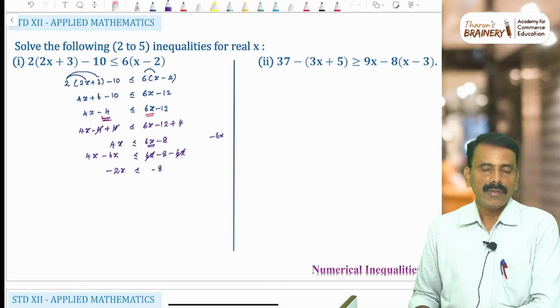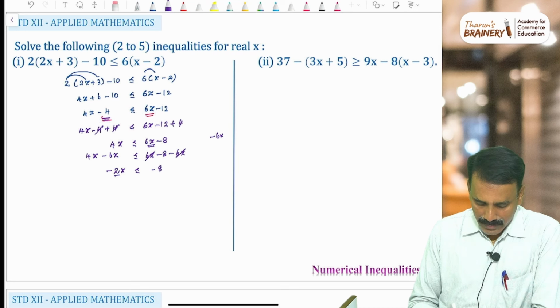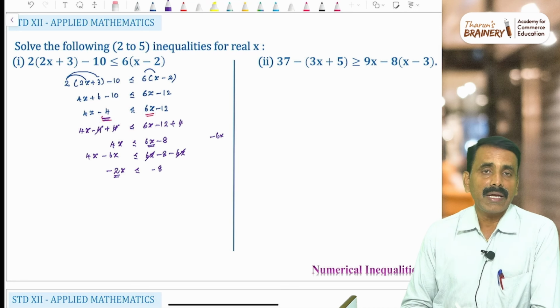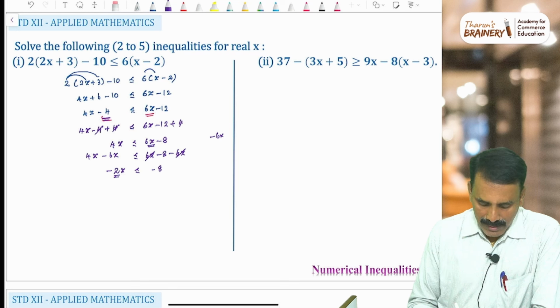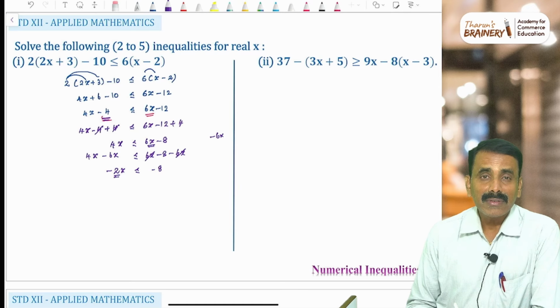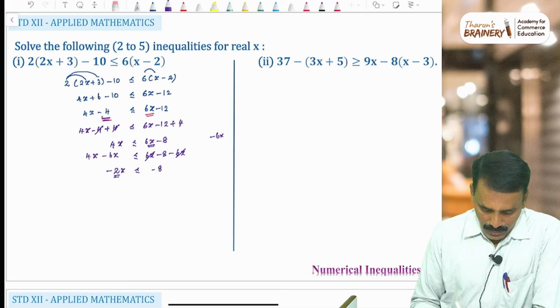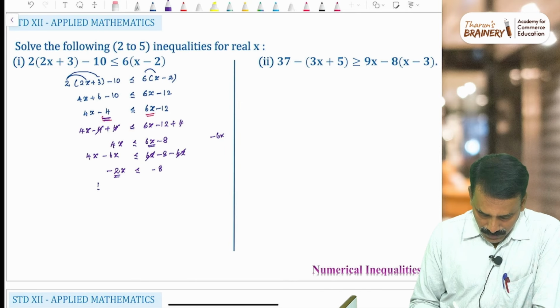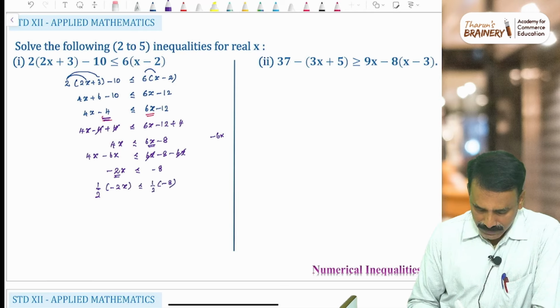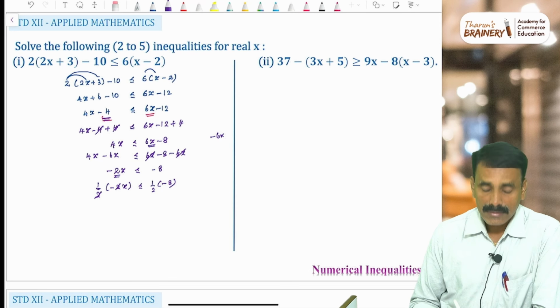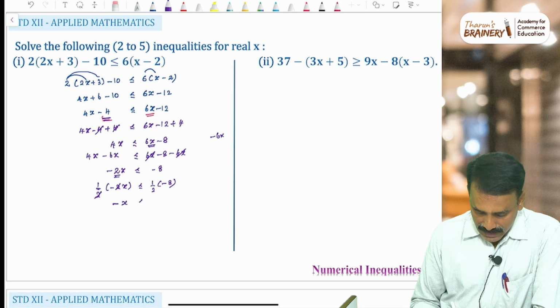Is it clear? Now, first we try to remove the constant and then we remove the negative sign. So, 2 is in multiplication with x. So, I multiply with the multiplicative inverse of 2. What is the multiplicative inverse of 2? 1 by 2. So, 1 by 2 into minus 2x less than or equal to 1 by 2 into minus 8. So, the 2s cancel. So, we have minus x less than or equal to, we cancel 2 on the right hand side, we get minus 4.